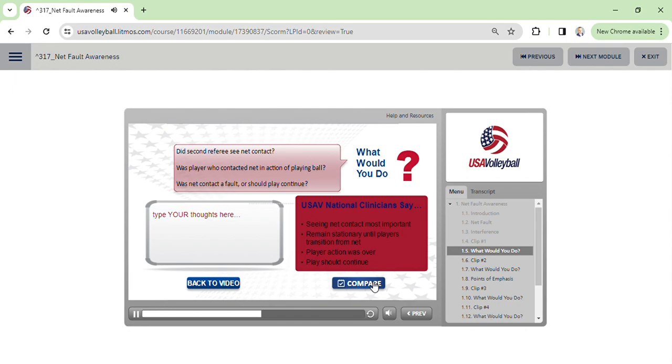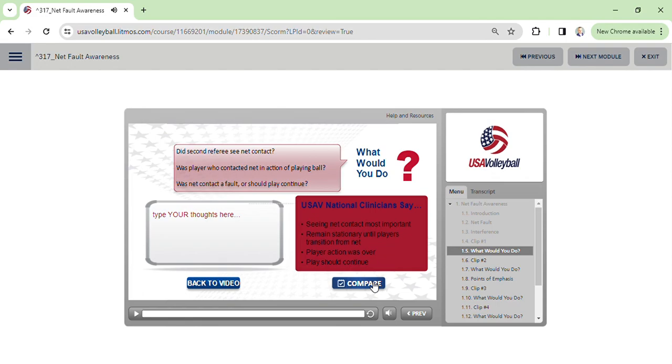The first question asked here, did the referee see the net contact, is the most important. You cannot answer any of the other questions if you don't see the contact, so make sure you are stationary at the net till the players have transitioned. In this instance, it does appear the second referee saw the net contact and then transitioned. And since we say he did see the net contact, the other questions are easy to answer.